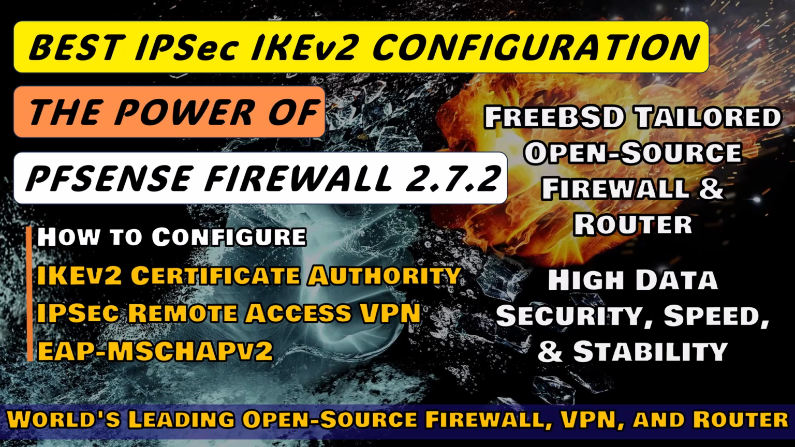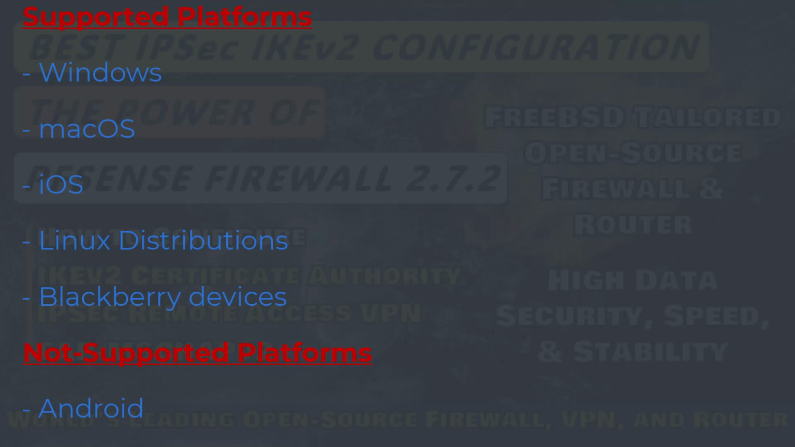IKE version 2, or Internet Key Exchange version 2, is a key exchange protocol included in the IPsec protocol suite. It provides high data security, speed and stability. An IKE version 2 VPN server allows authenticated users to connect to your home and office network resources over the internet securely. IKE version 2 is natively supported on these platforms: Windows, Mac operating systems and iOS operating systems, as well as popular Linux distributions and Blackberry devices.